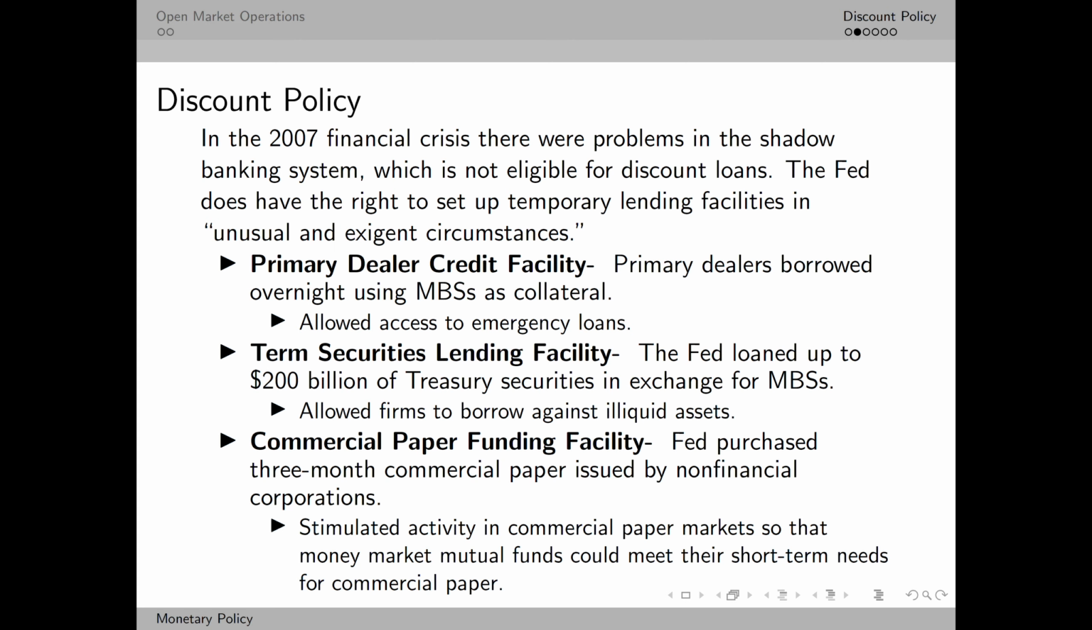The next was the commercial paper funding facility, which is where the Fed would purchase 3-month commercial paper issued by non-financial corporations. And by doing so, they stimulated activity in the commercial paper markets so that money market mutual funds could meet their short-term needs for commercial paper. Because if you remember, these money market mutual funds, as the financial crisis worsened, were also at extreme risk because just nobody was issuing and buying commercial paper.